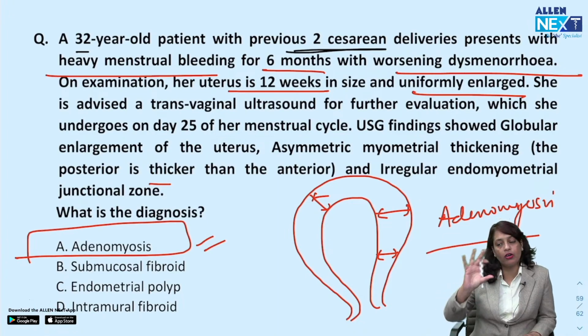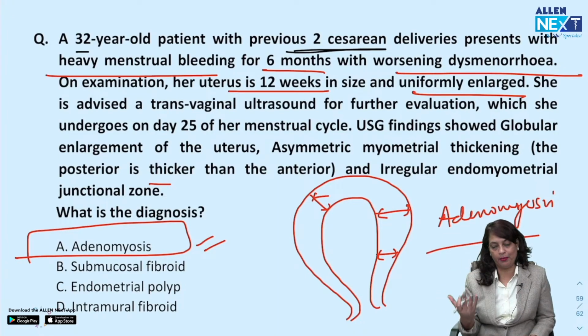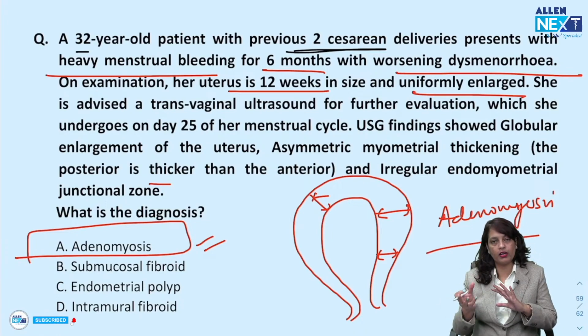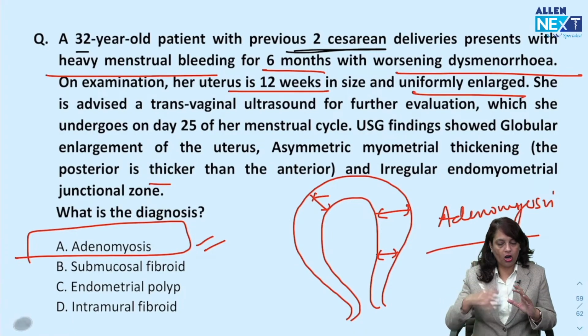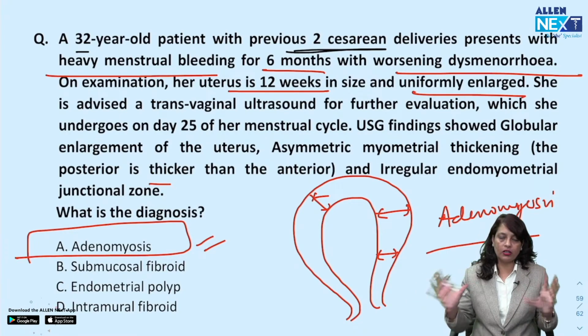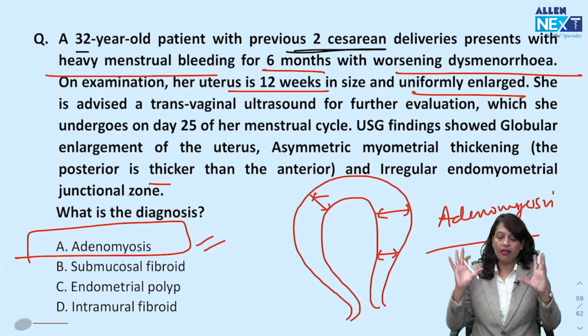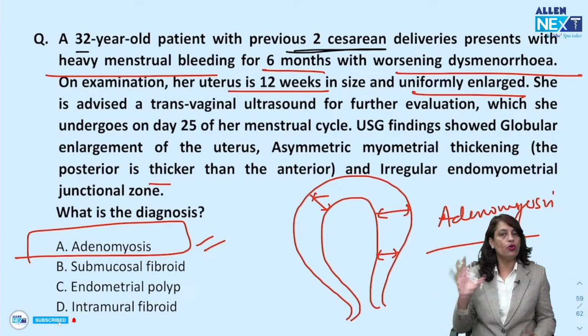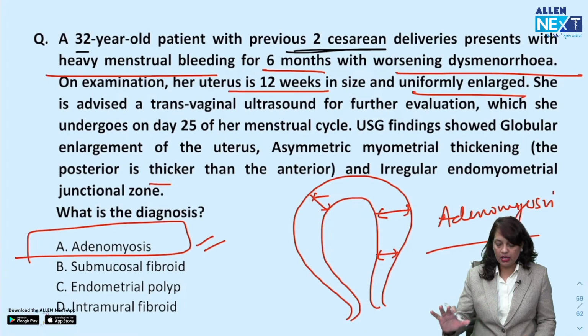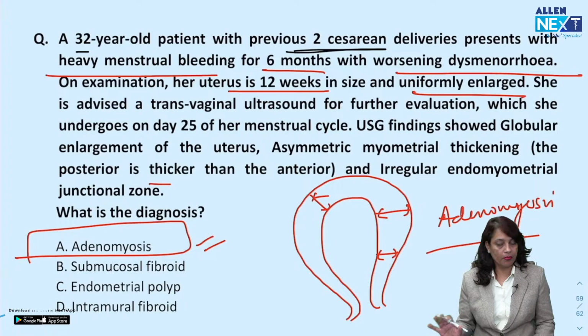If it is an irregularly enlarged uterus, then it will be fibroid. If the uterus is normal but retroverted and fixed, or there is restricted mobility, or there is tenderness in the pouch of Douglas, or there are bilateral adnexal masses, then we write it is endometriosis. So this history, uniform enlargement of the uterus and menstrual disturbance, appears to me adenomyosis.